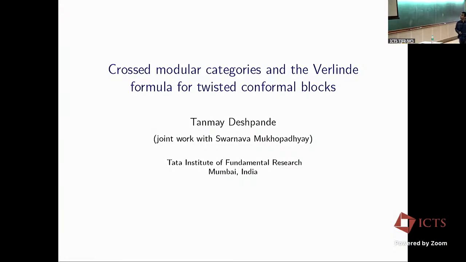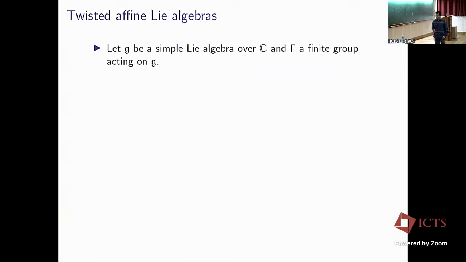So I'm going to talk about joint work with Swarnava. He mentioned some of the things in his talk yesterday about conformal blocks, so we'll see more about this. In this title, I'm talking about crossed modular categories and the Verlinde formula for twisted conformal blocks. If you remove crossed and twisted, that would be the classical story about modular categories and the Verlinde formula for conformal blocks. So I'm going to talk about the twisted setting.